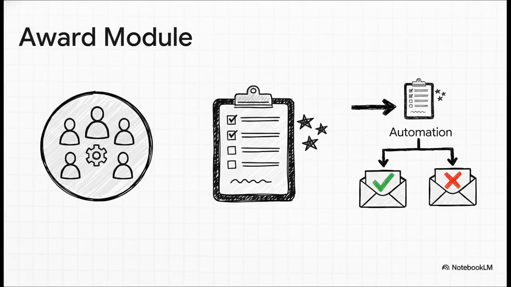Next is the award module, and this is all about making the evaluation process way, way smoother. You can set up and manage all your different review committees, build custom scoring rubrics to match your exact criteria, and then, and this is key, automate the entire workflow for decisions and notifications. No more chasing down reviewers or manually sending hundreds of yes or no emails.